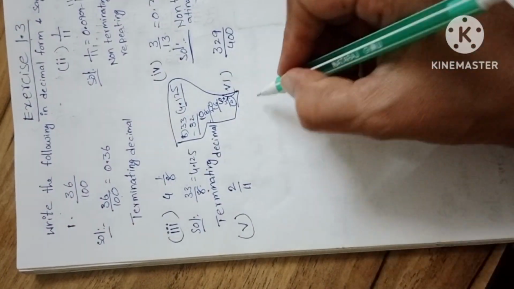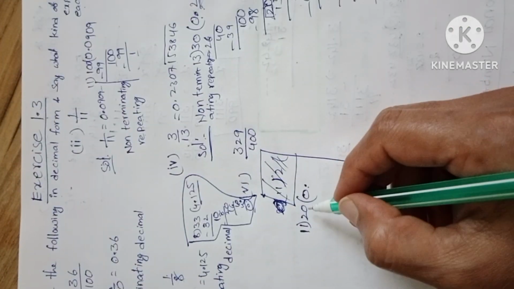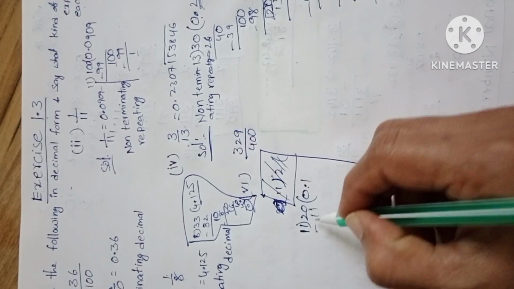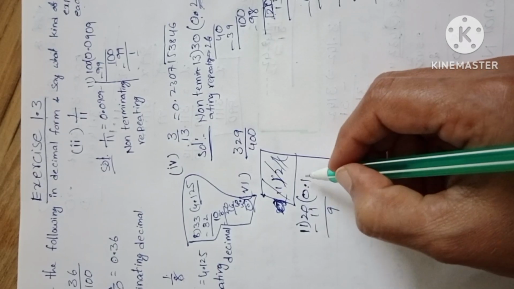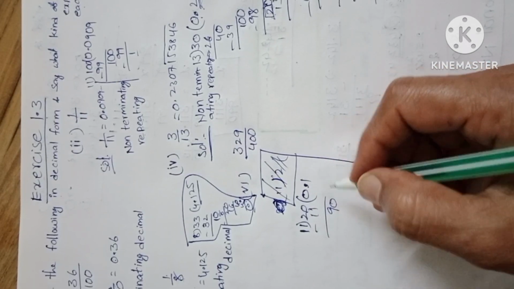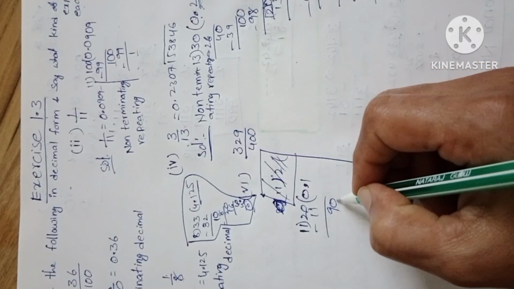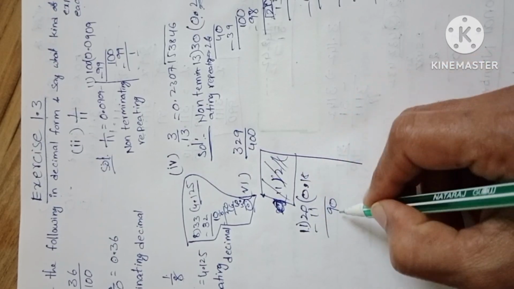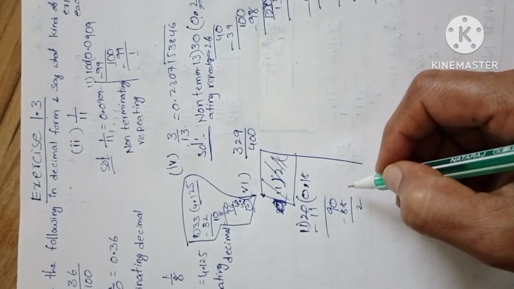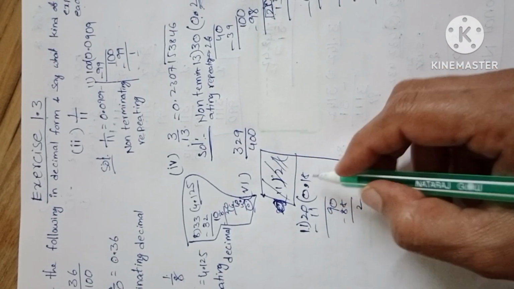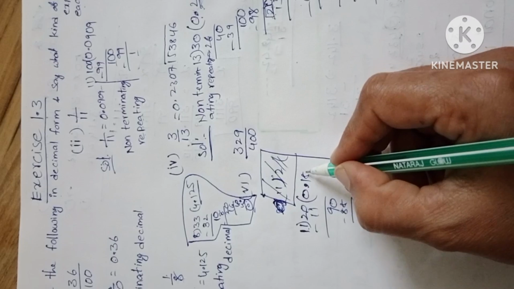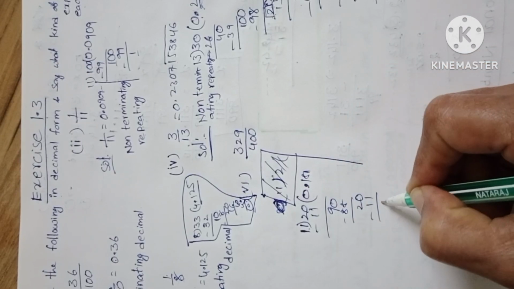Then 2 by 11. Take a decimal point in the quotient and write 0. 11 1s are 11. 20 minus 11 is 9. Then we can write 0 because of the decimal point. 11 8s are 88. Remainder 2. Again, since we have a decimal point, we can write 0. 11 1s are 11. 9.